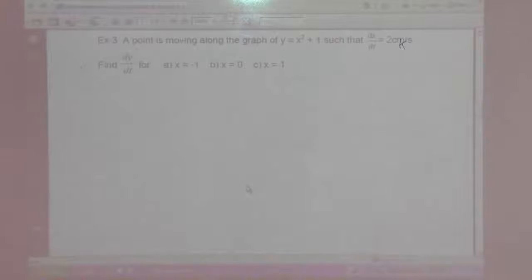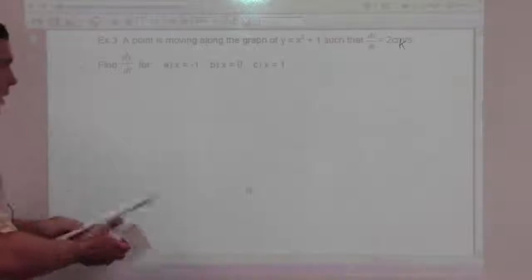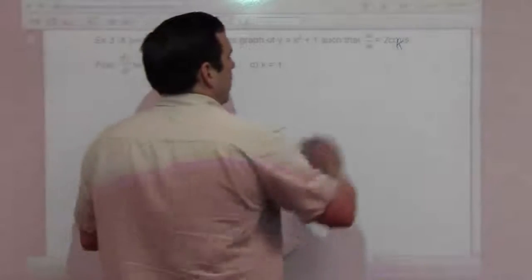Example 3. A point is moving along the graph y equals x squared plus 1. That is a parabola.